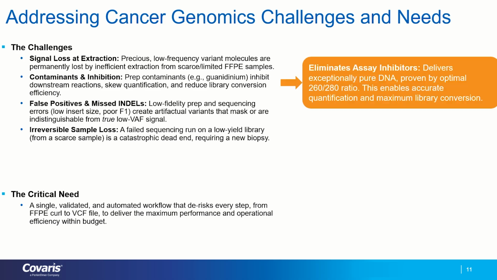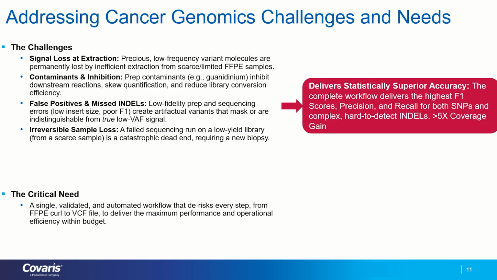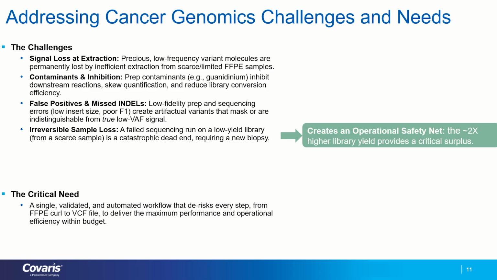Second, contaminants and inhibition skew quantification and reduce library conversion efficiency. Our solution is that TrueExtract delivers statistically superior purity, ensuring optimal DNA quality and translating to efficient downstream processing. Third, we have issues with false positives and missed indels. Low-fidelity prep creates artifactual variants. Our solution, the complete workflow, delivers the highest F1 scores, optimizing precision and recall for both SNPs and complex, hard-to-detect indels.